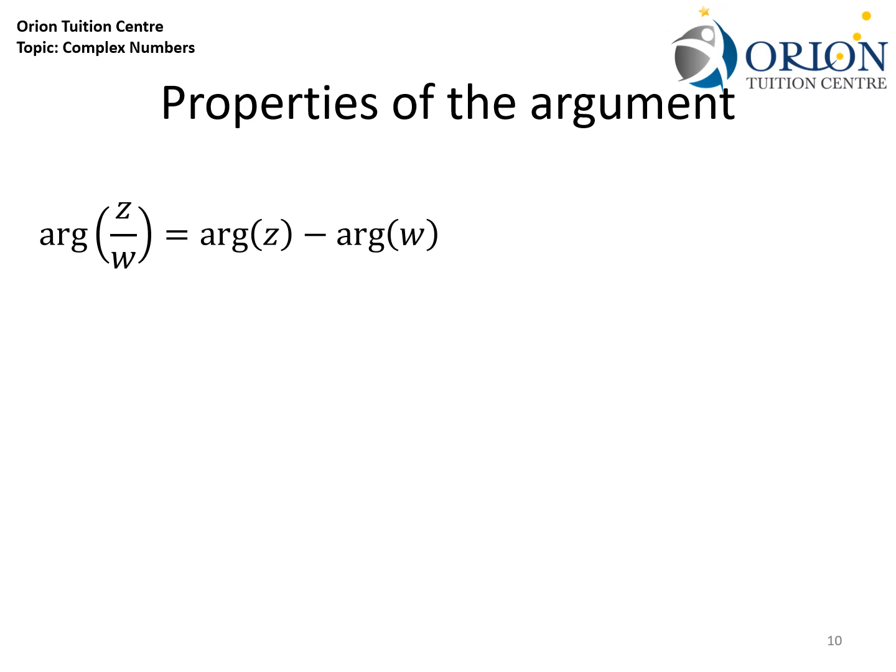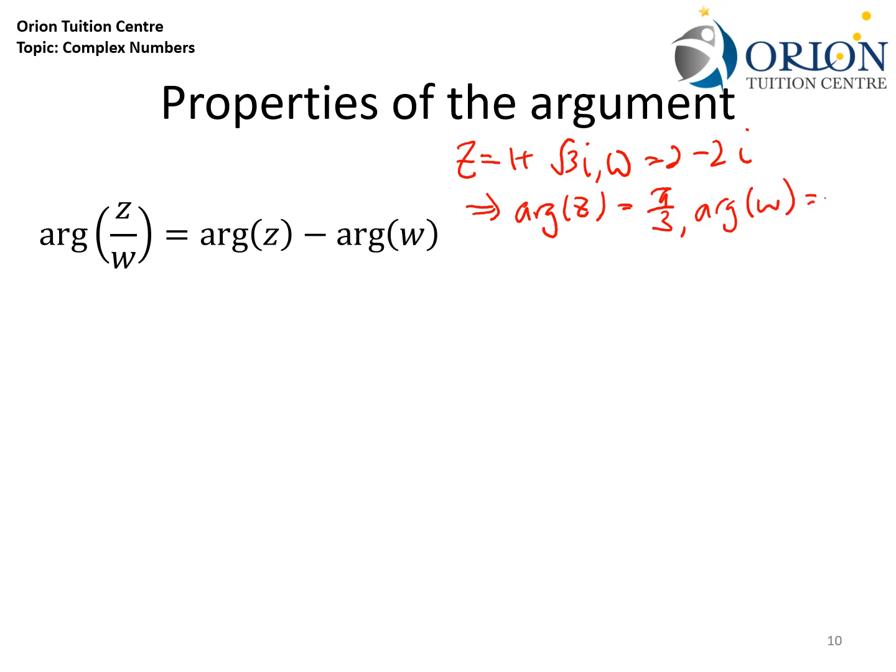So for the complex numbers z equals 1 plus square root 3i and w equals 2 minus 2i, we know that argument z is going to be equal to pi over 3, and argument of w is going to be equal to negative pi over 4. Therefore, argument of z over w will be equal to pi over 3 minus negative pi over 4, which gives us 7 over 12 pi.